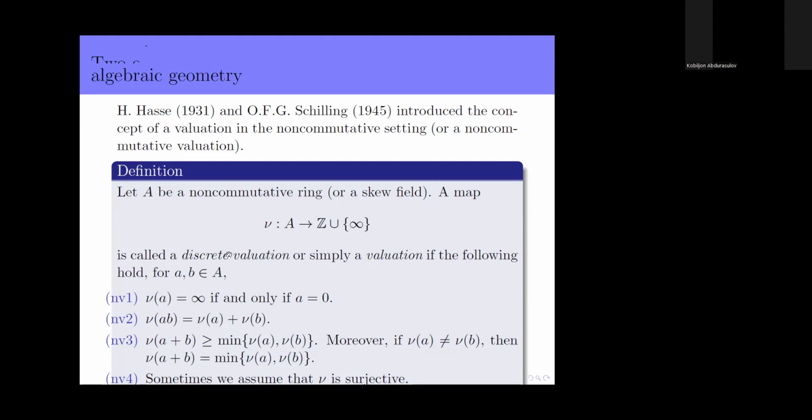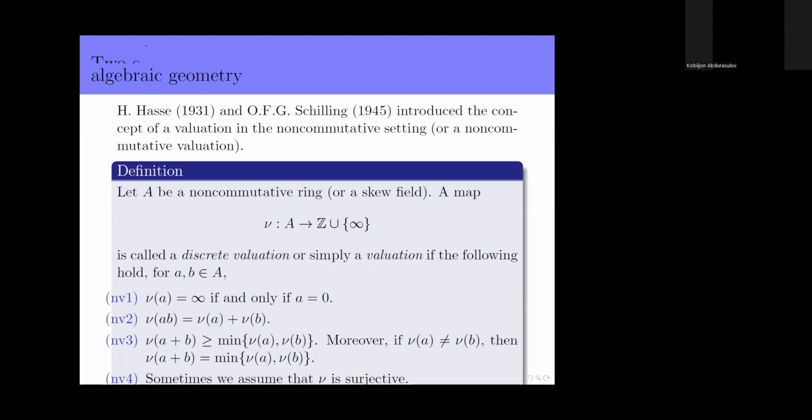Now, discrete means that Z is like a discrete group. We can consider other ordered groups. So there's other definitions of valuation. But for today, we only consider discrete valuation. So I'm going to ignore the word discrete. I just call it valuation.